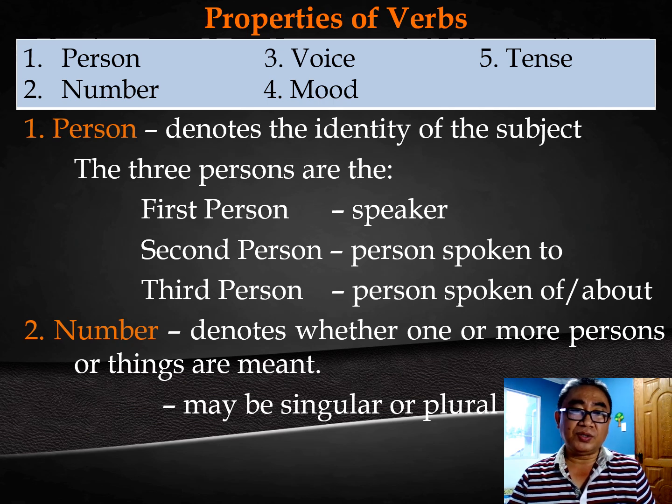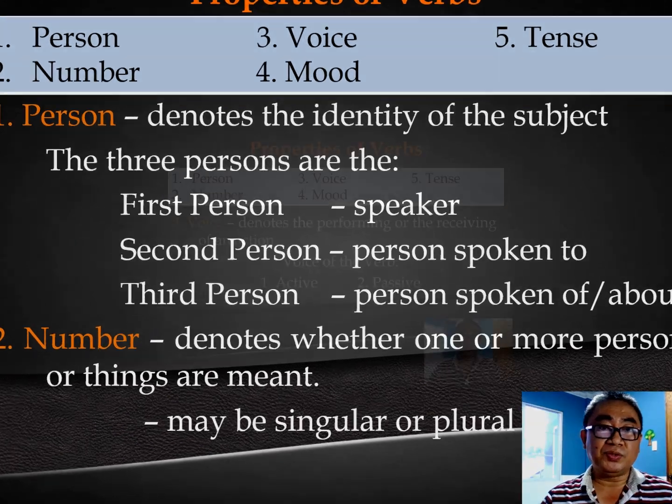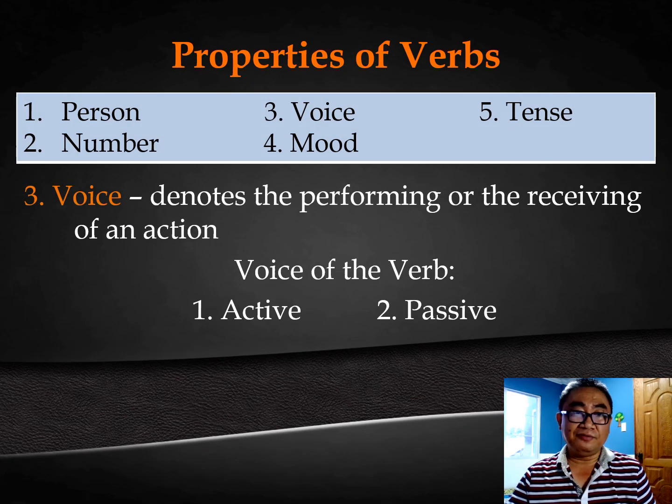about. So the number denotes whether one or more persons or things are meant, and it may be singular and/or plural. So please take note of this distinction between the singular and plural number with respect to verbs. Now we will go to the voice.